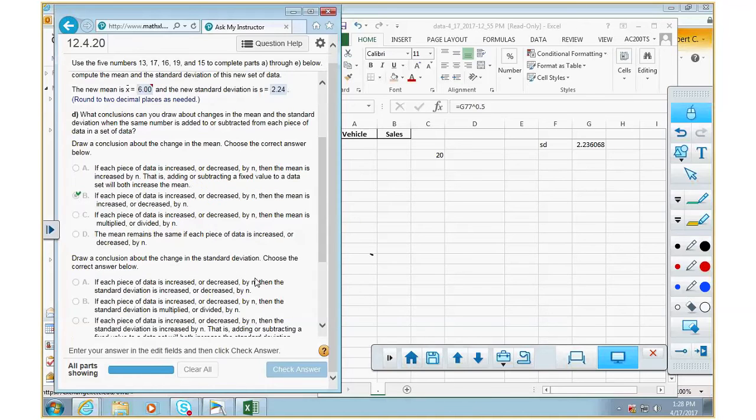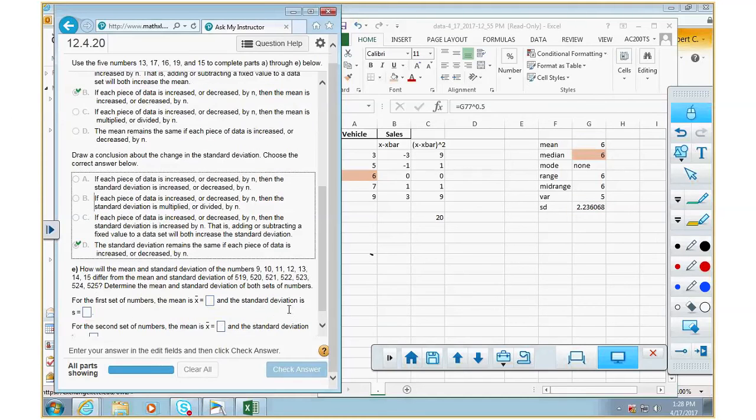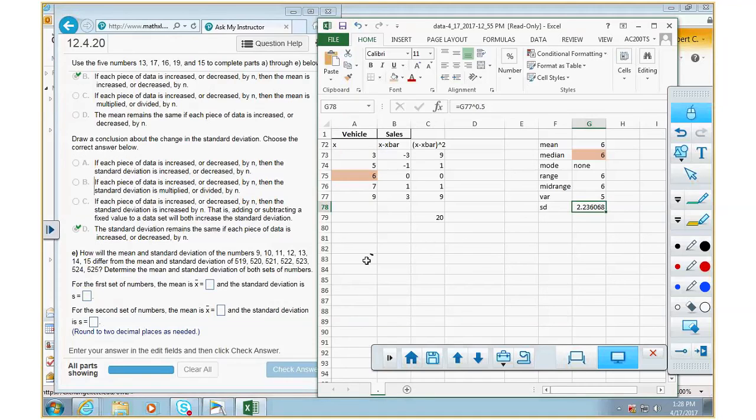Let's put it in. How many do they have? 1, 2, 3, 4, 5, 6, 7. Let's just do it over. 9, 10, 11, 12, 13, 14, 15. Is that it? Okay.